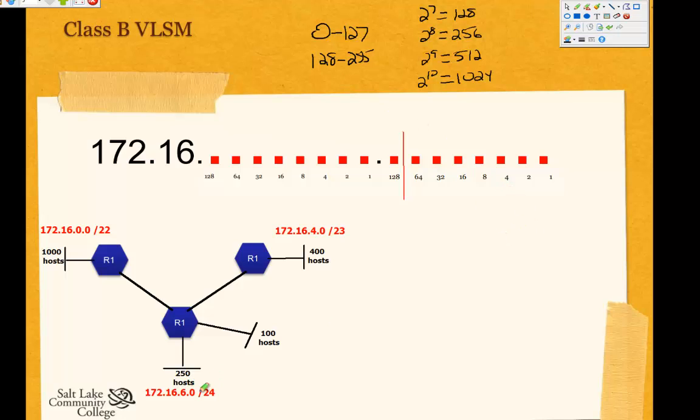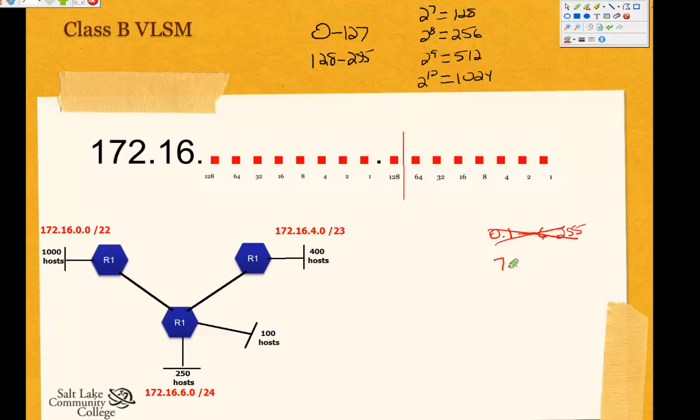When we were at this point, we left off having pretty much used all the network numbers up to 172.16.6. So we know we can't use anything from 0.1 all the way up to 6.255. Those numbers are gone. We can't use those. What would be our next number after 6.255 is 7.